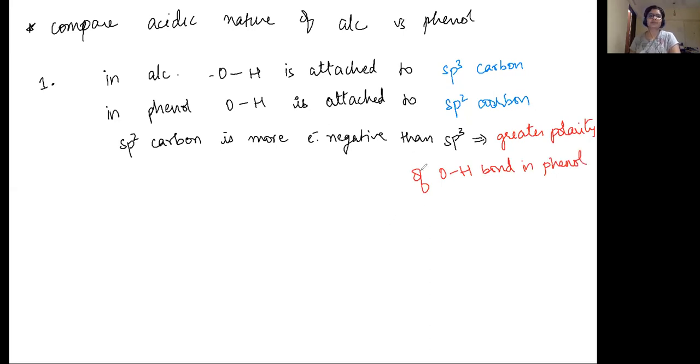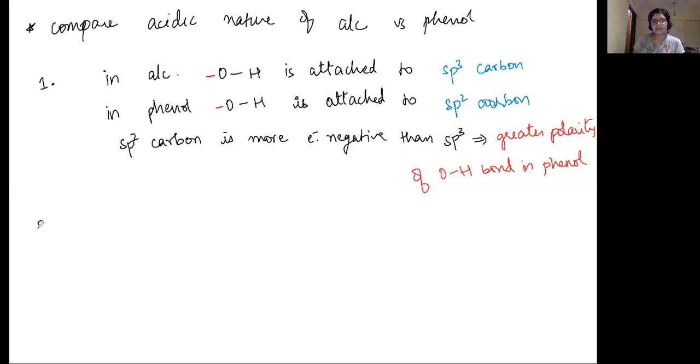Got it? So if you compare purely alcohol with phenol, in alcohol, oxygen is attached to sp3 hybridized carbon. In phenol, oxygen is attached to sp2 hybridized carbon. If you compare both the bonds, the bond with sp2 carbon is more electronegative, which contributes to greater polarity of the OH bond in phenol.